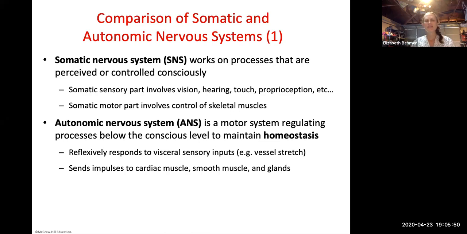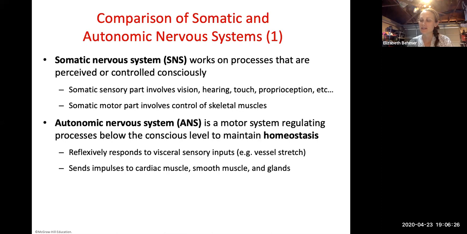Let's review the differences between your somatic nervous system and the autonomic nervous system, which is what we're going to focus on tonight. Your somatic nervous system works on processes that are perceived or controlled consciously. So the sensory part of it involves what you hear, what you see, what you touch. Proprioception is the relative knowledge of your body and space to each other. And the motor part of the somatic nervous system involves control of skeletal muscles. So somatic nervous system, everything consciously perceived and voluntarily controlled.